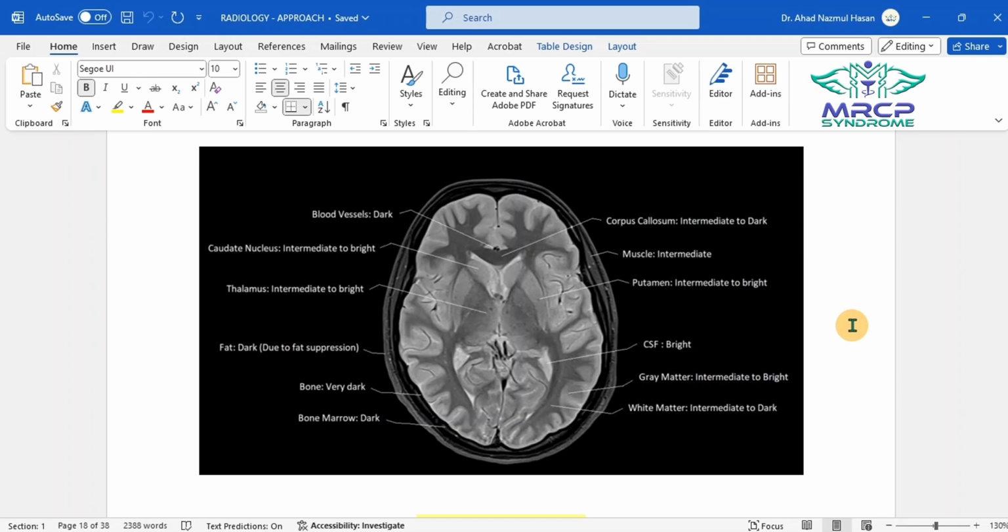So the fluid, the CSF, is appearing as bright, and the fat is appearing as dark, which is completely opposite to the T1. In case of T1, the CSF would be dark, the fat would be bright. So this is a complete reversal of the T1. So this is the STIR pattern.